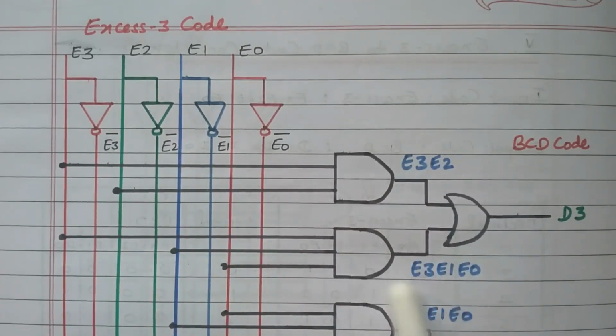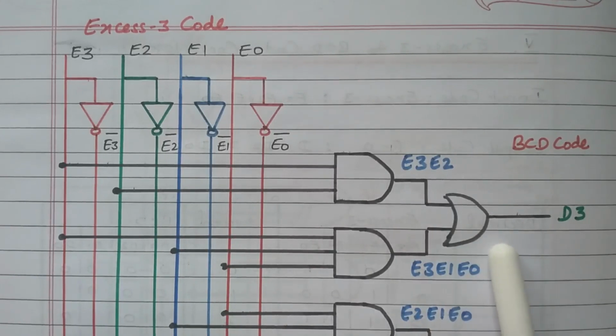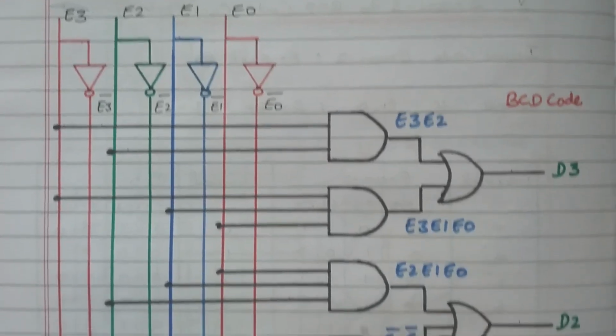So this function is got by the AND gate. We are going in reverse order. E3, E1, E0 is connected. So we got this function. These two are added by this OR gate. So we got the value of code D3, that is the MSB.